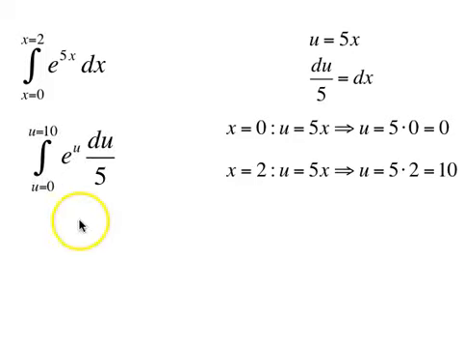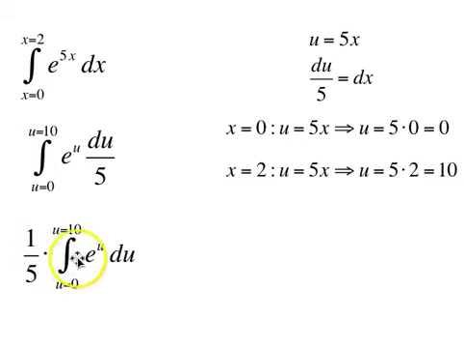Making the substitution, u goes from 0 to 10, integral of e to the u du. This 5 in the denominator can be thought of as a 1/5. So let's pull that 1/5 in front of the integral sign. And what we're going to get is 1/5 times the integral as u goes from 0 to 10 of e to the u du. Now what you have to remember is the derivative of e to the x is e to the x. So the antiderivative of e to the x would be e to the x. So you've got 1/5 times the integral as u goes from 0 to 10 of e to the u. The antiderivative of that will just be e to the u, and we'll evaluate it as u ranges from 0 to 10.